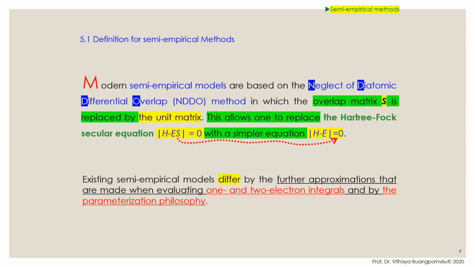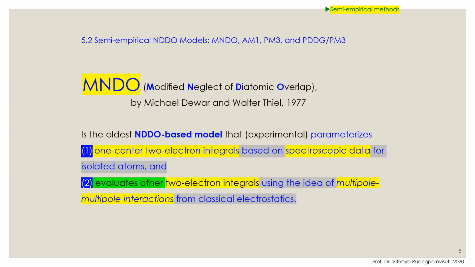Existing semi-empirical models differ by the further approximations that are made when evaluating one- and two-electron integrals, and by the parameterization philosophy. Semi-empirical NDDO models are MNDO, AM1, PM3, and PDDG/PM3 methods.